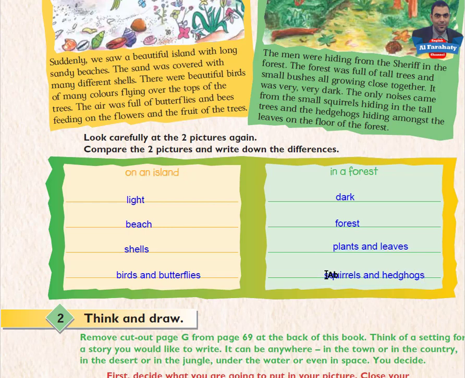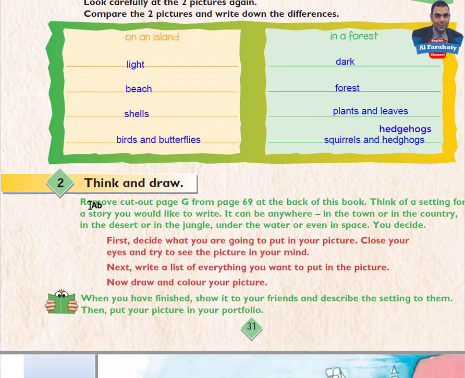Thank you. Let's look at activity 2. Think and draw. Remove cutout page G from page 69 at the back of this book. Think of a setting for a story you would like to write. It can be anywhere, in the town or in the country, in the desert or in the jungle, under the water or even in space. You decide. First, decide what you are going to put in your picture.